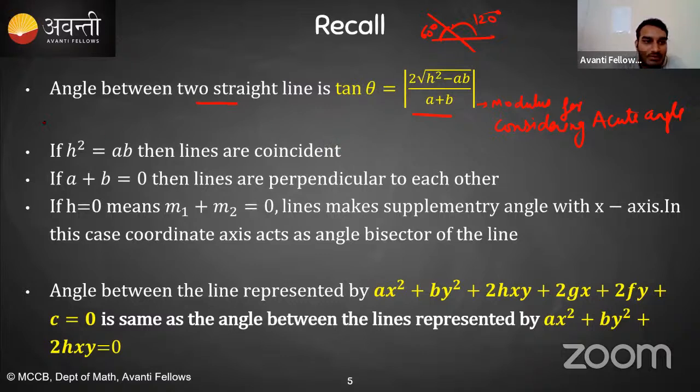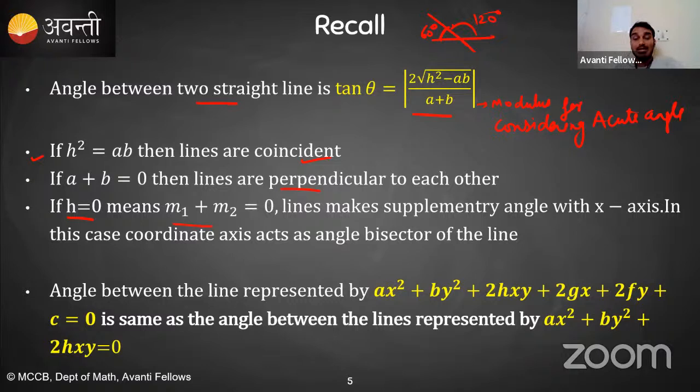Okay. Good afternoon. So in the last class we talked about this: if h square is equal to ab, it means lines are coincident. If a plus b is 0, then lines are perpendicular to each other. And if h is 0, it means the sum of slopes is 0. Sum of slopes 0 means the lines make supplementary angles with the x-axis. In this case, the coordinate axes act as angle bisectors.